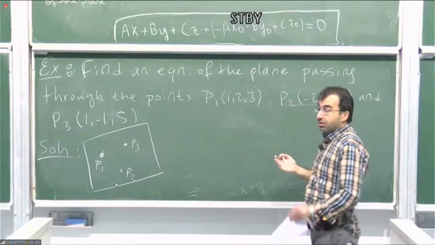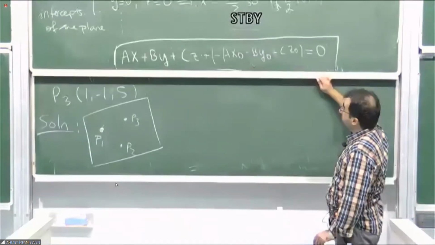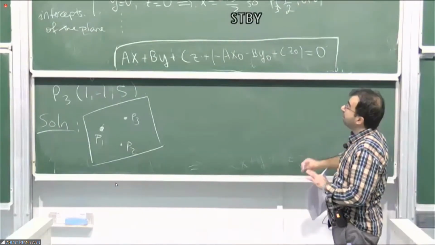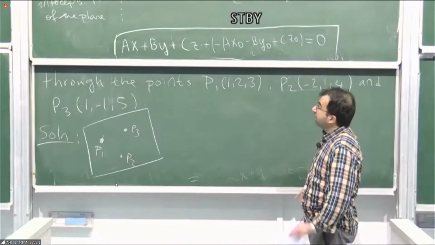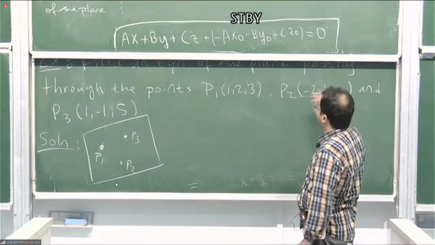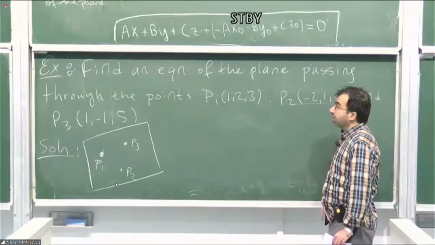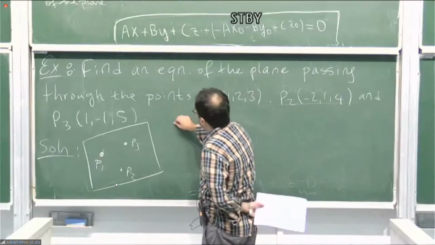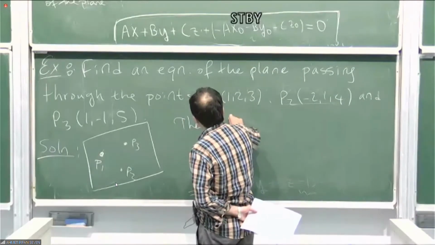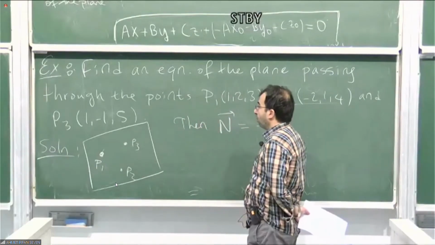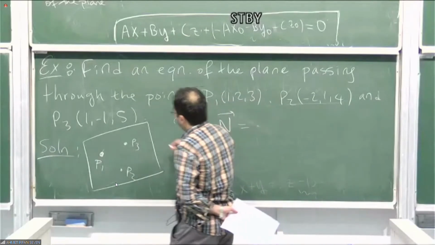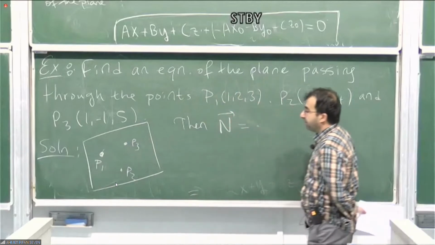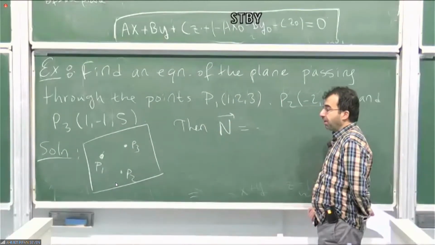So you see, to write such an equation, we need two things: a point on the plane and a normal vector. Here we have not one but 3 points on the plane, so we only need a normal vector. So let's find a normal vector. A normal vector will be a vector perpendicular to this plane. So how can I find a vector which is perpendicular to this plane?